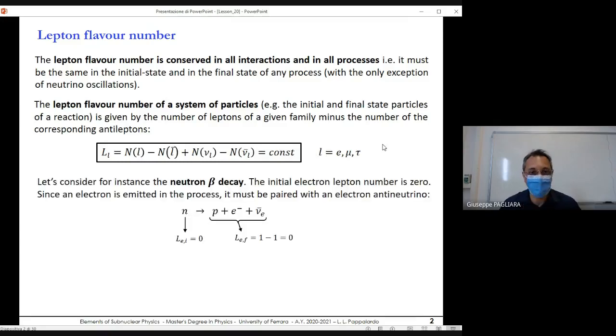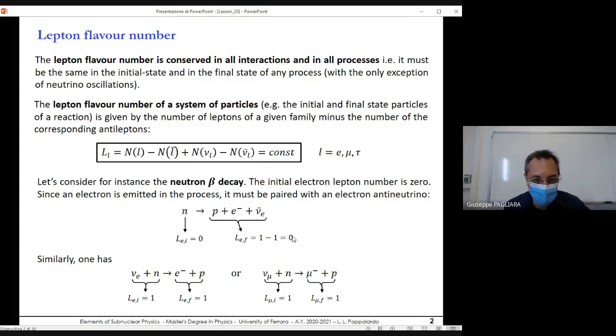Let's consider, first of all, the beta decay that we studied yesterday. The beta decay is a process where a neutron spontaneously decays into a proton with the emission of an electron and an anti-electron neutrino. Now we understand why this should be an antineutrino and not the neutrino itself, because otherwise the lepton-flavor number would not be conserved. In the initial state, we don't have leptons, so the lepton-flavor number is 0, and so it must be 0 also in the final state. The only way for this to be possible is that the electron is coupled with an anti-electron neutrino: +1, -1, 0.